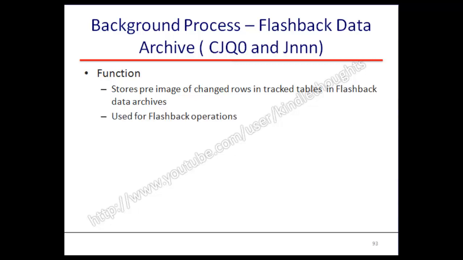Now, as you all know, typically when you make a change to data, the pre-image of that particular data is stored in the rollback segment. So similar to the rollback segment, here in track tables, you are storing the pre-image of the changes in the flashback data archive. Please note that depending on the retention of the flashback operation, this data is retained in the flashback data archives irrespective of whether the transaction is committed or not.